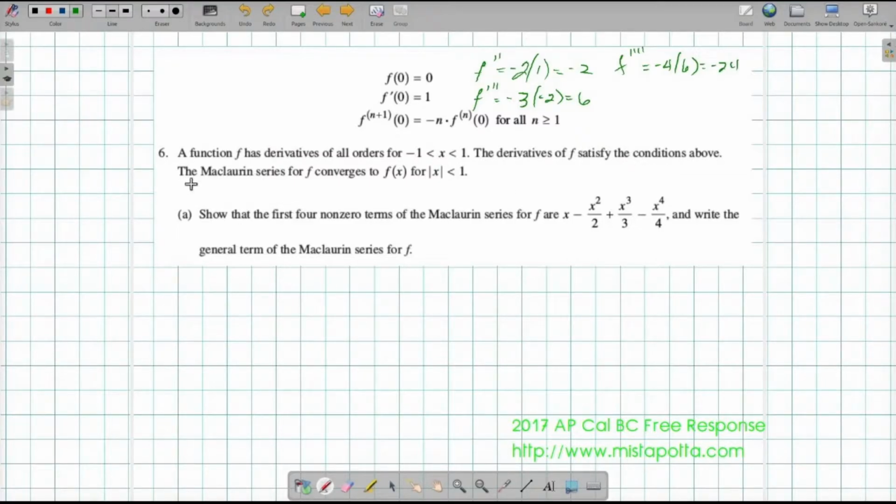But remember that a Maclaurin series is going to be the sum of the nth derivative at 0 times x to the n over n factorial. So for us, the first 4 non-zero terms are going to be, well, there's my first non-zero term. That's going to be 1x to the first over 1 factorial. Here is my second term. That's going to be -2x to the second power over 2 factorial. Here's my next term. It's going to be, did I do that right?